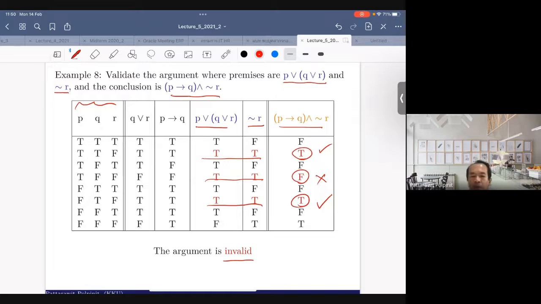that's how you use the truth table to validate the argument. Okay.